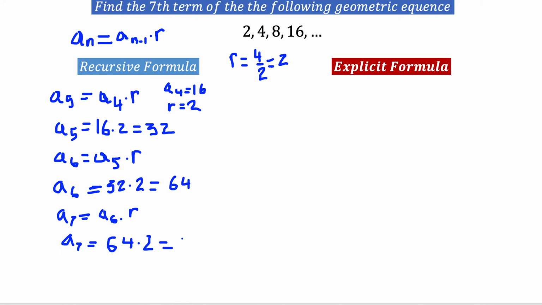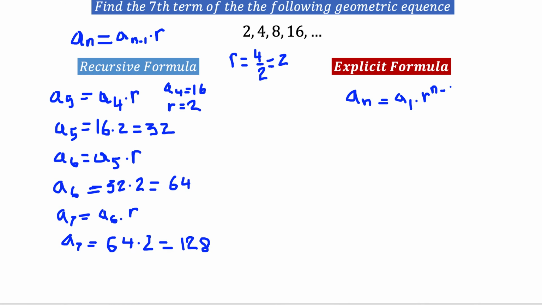Here we did a lot of work. But for example, what if we have to find the 1000th term? We would have to write 1000 lines, or find 999 terms until we get to 1000. But with the explicit formula, we already know a_n is equal to a_1 times r to the exponent n minus 1.